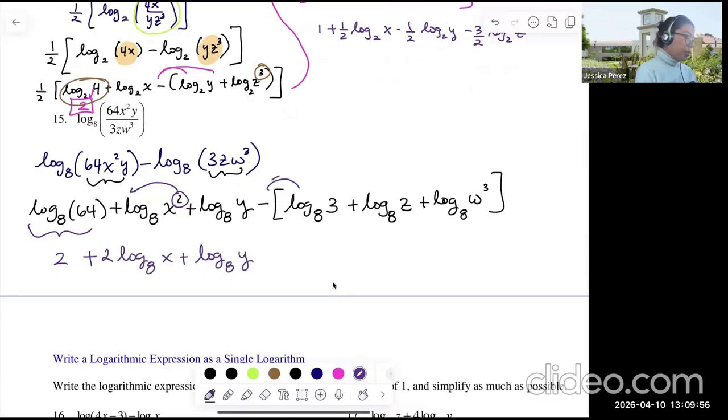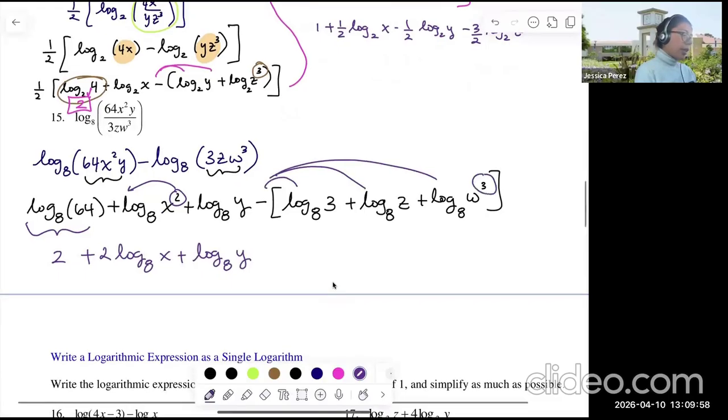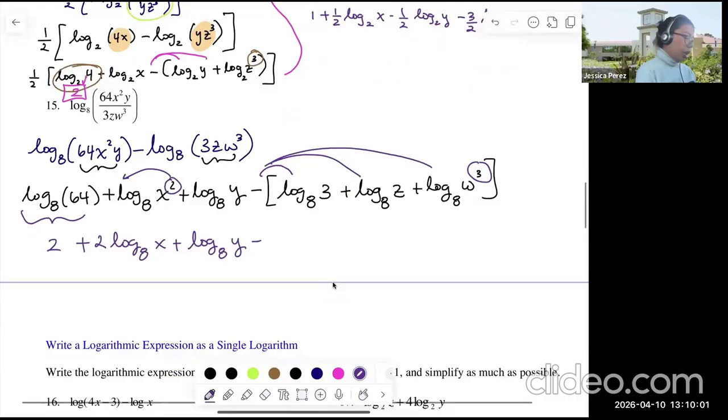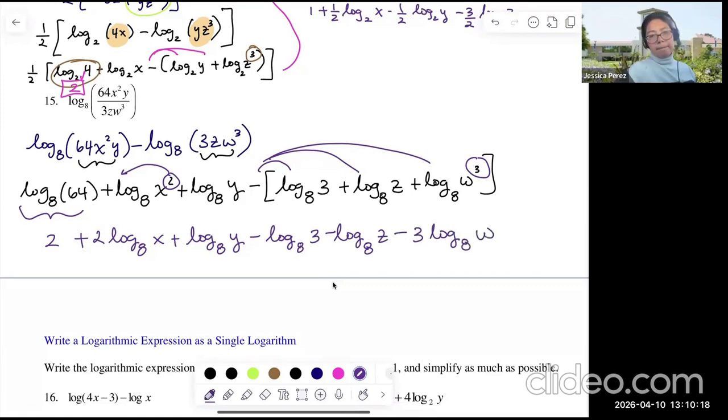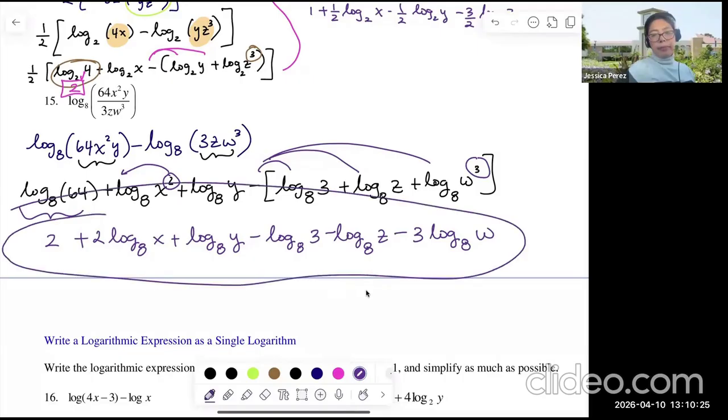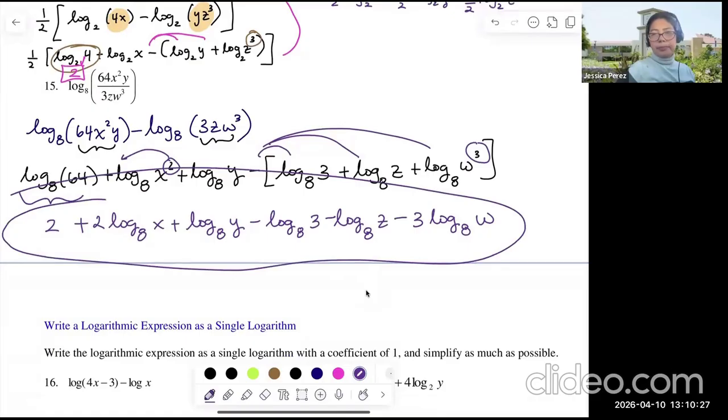Now let's go ahead and distribute and then see how we're going to have this power rule. Minus log base 8 of 3 minus log base 8 of z minus 3 log base 8 of w. And that's exactly what we're going to finalize in this problem.